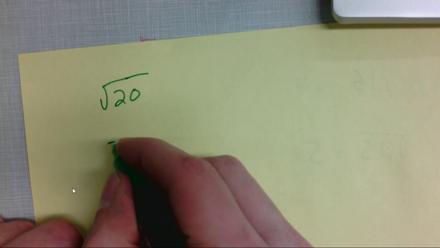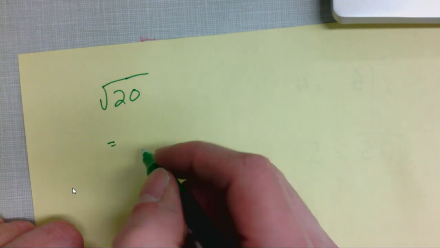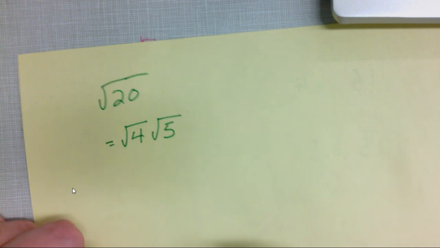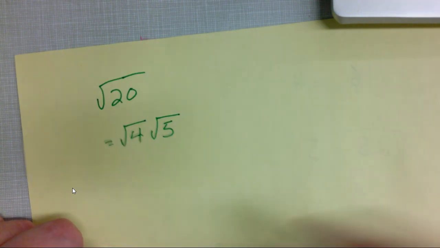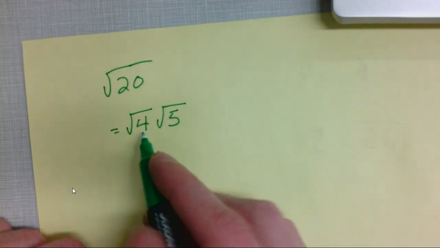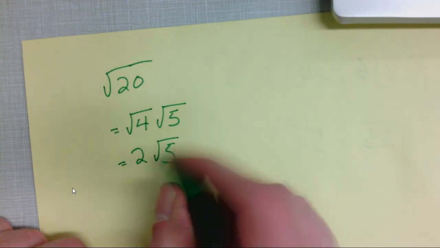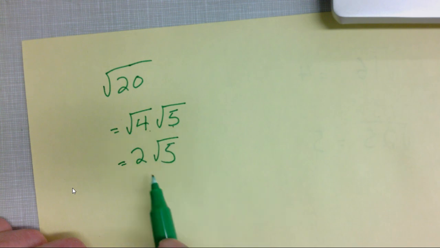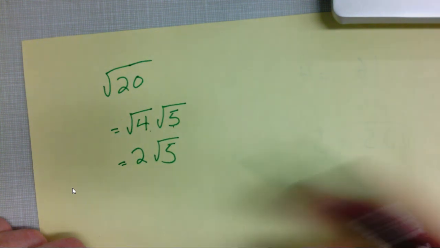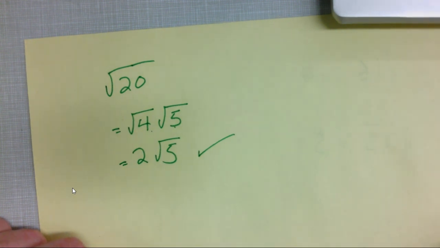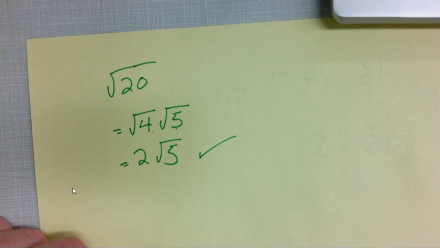Now, root 20, we can break it apart and we can rewrite it as the product of root 4 and root 5. Why do I want to do that? Well, 4 is a perfect square because root 4 is just 2. So root 20 is the same as root 4 root 5, which is the same as 2 root 5, which is what's called simplified form. This is an exact answer, and in a lot of ways it's a more helpful and useful way to write square root 20 than 4.7 blah, blah, blah forever.